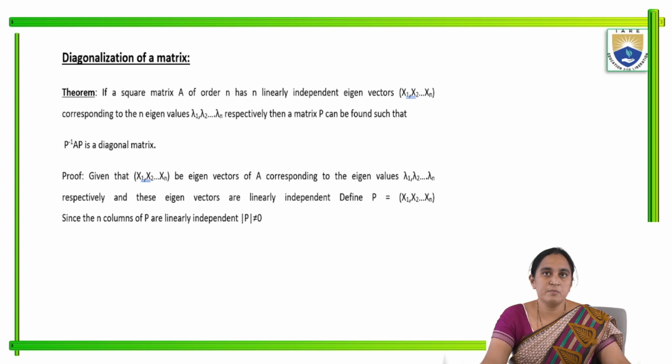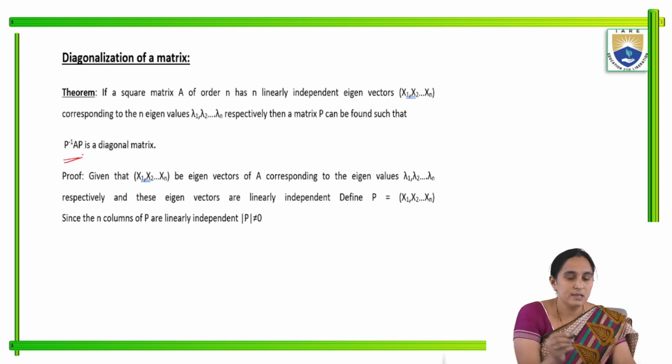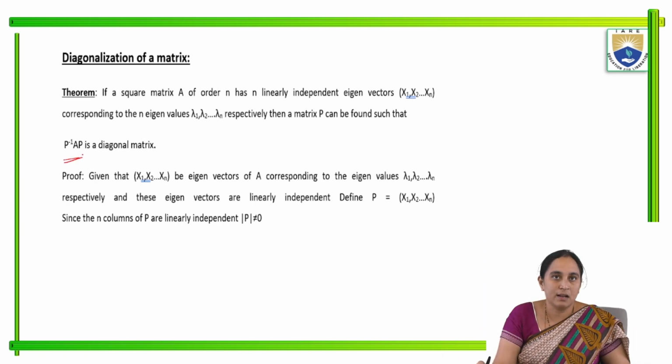If A is a square matrix of order n that has linearly independent eigenvectors, what are the eigenvectors? x1, x2 and so on xn. How did you get those eigenvectors? Corresponding to the eigenvalues of the given matrix. Then a matrix P can be found such that P inverse AP, that is P inverse A into P, is a diagonal matrix. From that we directly get the given matrix as diagonal. Now, what about the proof for that?